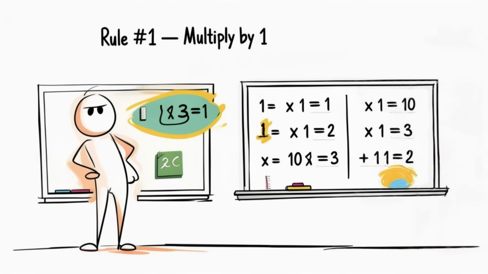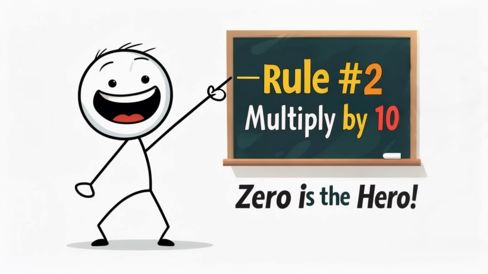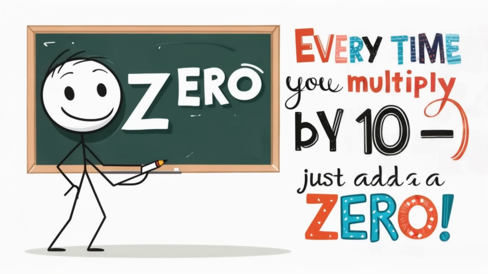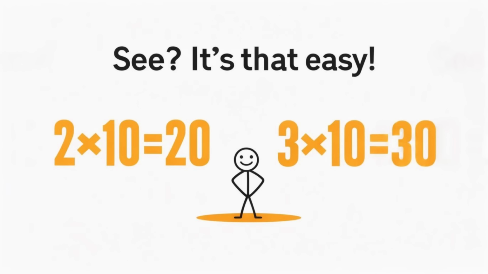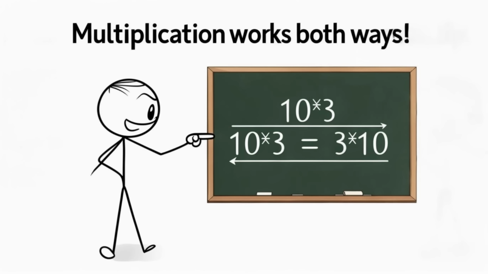Now let's move to rule number 2, multiplying by 10. This one's super fun because 0 is the hero. Every time you multiply a number by 10, you just add a 0 to the end. 2 times 10, that's 20, a 2 with a 0. 3 times 10, 30, a 3 with a 0. See how simple that is? And again, you know both ways. 10 times 2, 10 times 3, they're the same. After just 2 rules, you already know 44 facts.